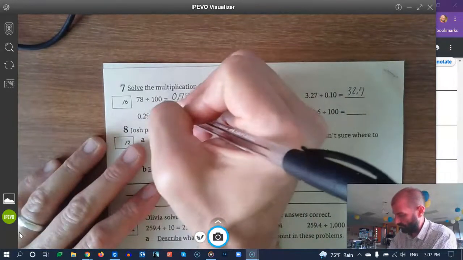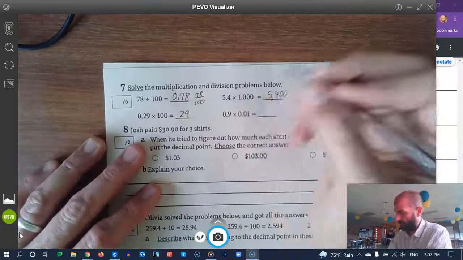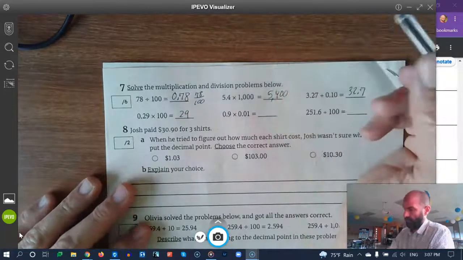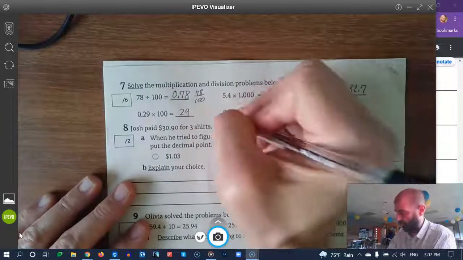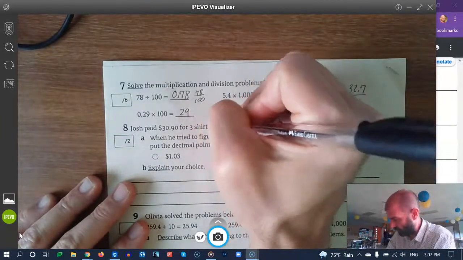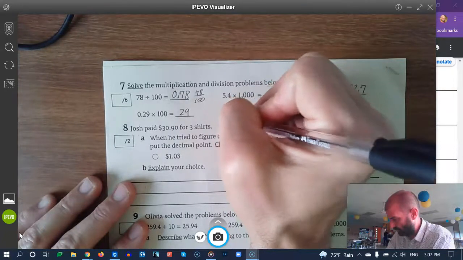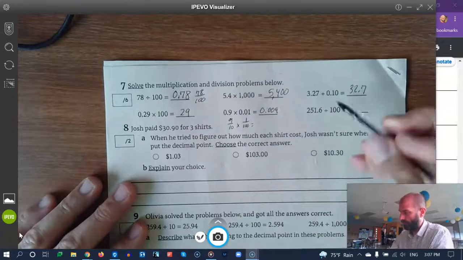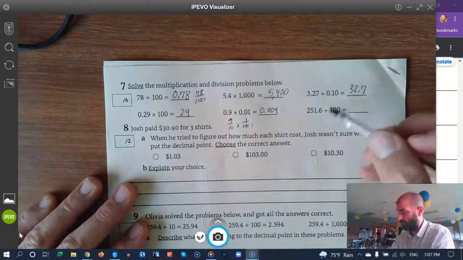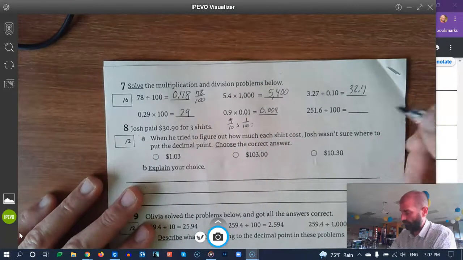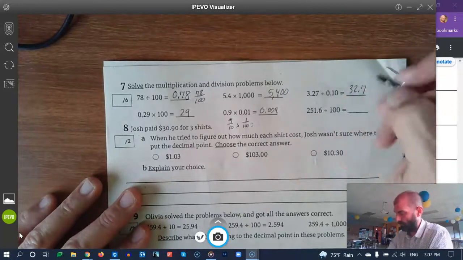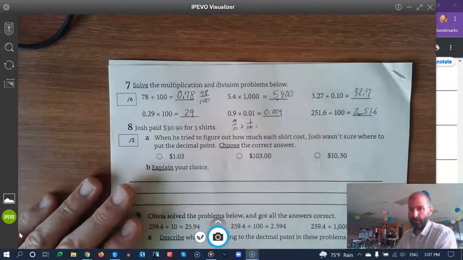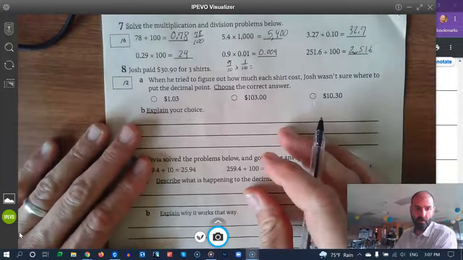29 times hundredths times 100 is 29. 9/10 times 1/100th. So this is actually 1/100th of 9/10. So look, you can write it this way: 1/10 times 1/100th, and what? That's 9 thousandths. So that's actually that. And then we have 251 6/10 divided by 100. So if I took this and put it into 100 different groups, you would have 2 516 thousandths in each group. So that's that skill.